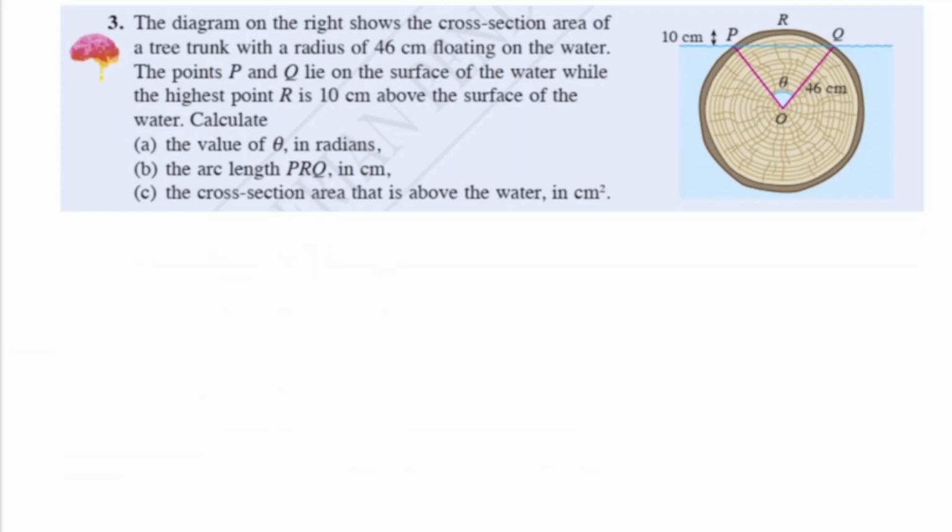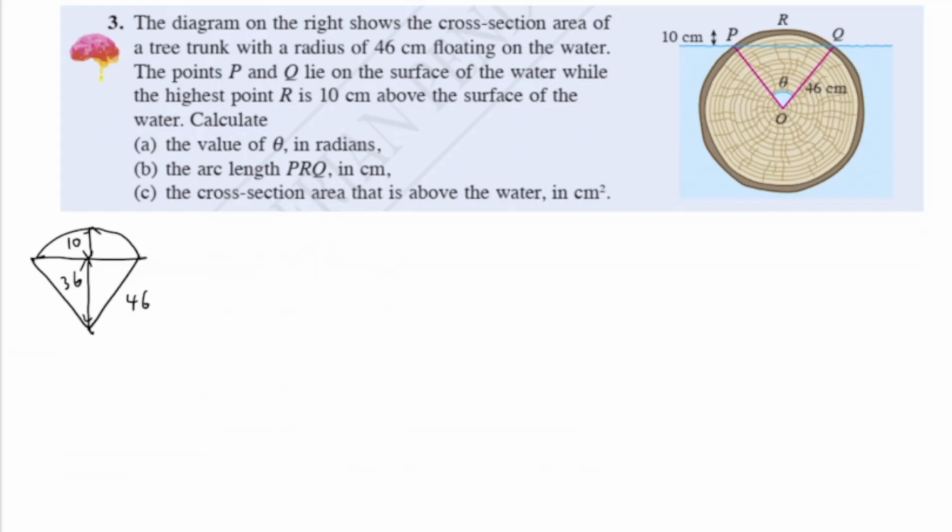Let me redraw just this part here. Okay, now you can see that the radius here is 46. And if this top part is 10 cm, the length from here to here will be 46 minus 10, which is 36. Now it's important that you find the length of two sides.